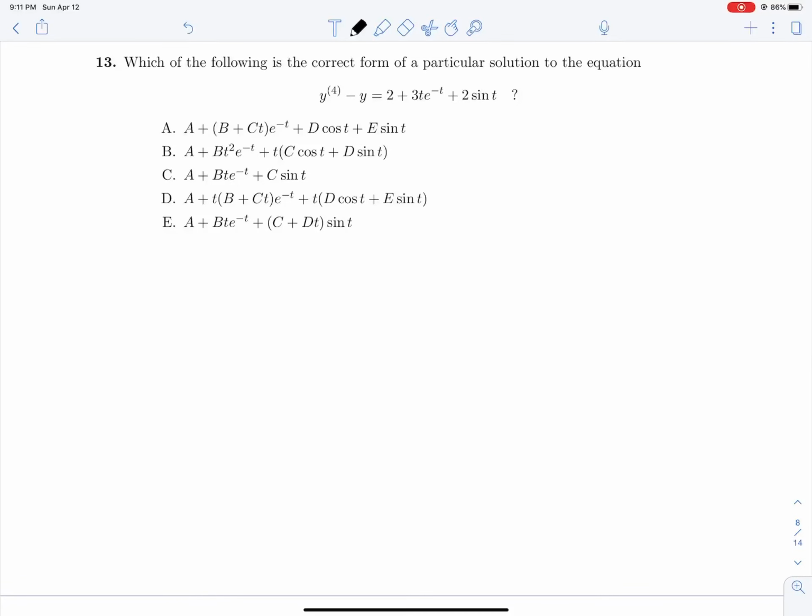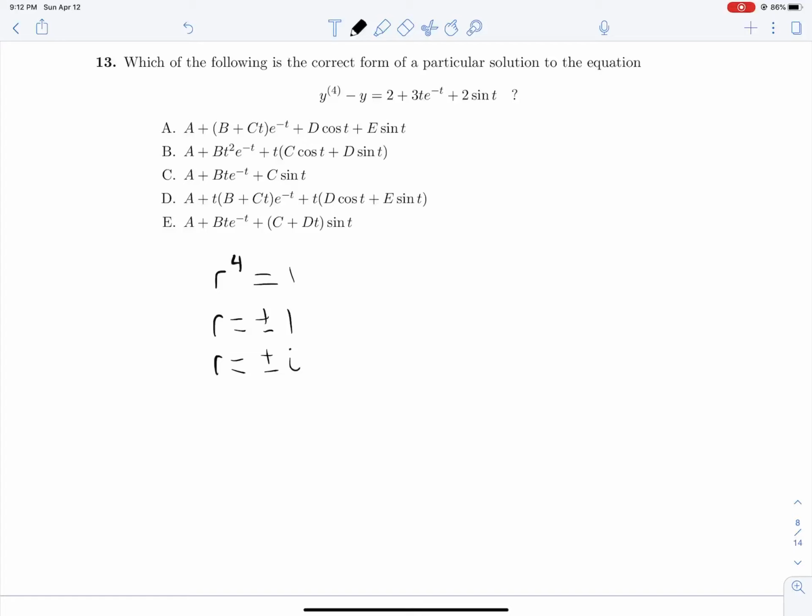13, which of the following is the correct form of a particular solution to this equation right here? So they're asking us to find what our guess would be for using undetermined coefficients, but it's so complicated that they don't want us to go and compute the rest, which is nice of them. So let's grab our characteristic equation. This is r to the fourth minus 1 equals 0, so r to the fourth equals 1. This has roots r equals plus or minus 1, r equals plus or minus i.